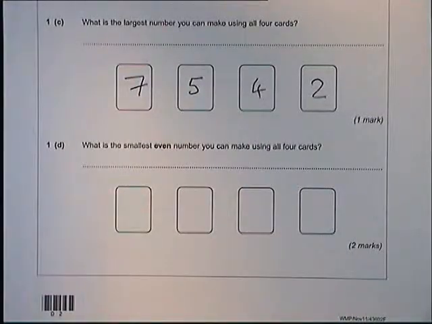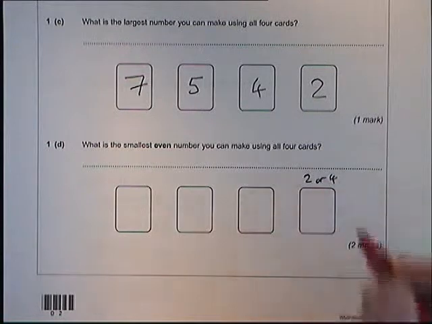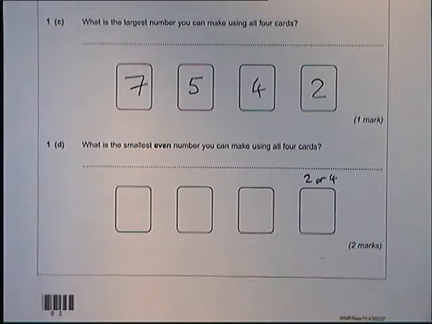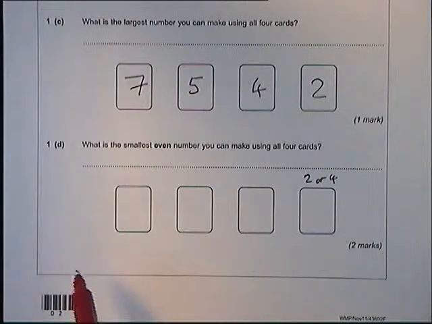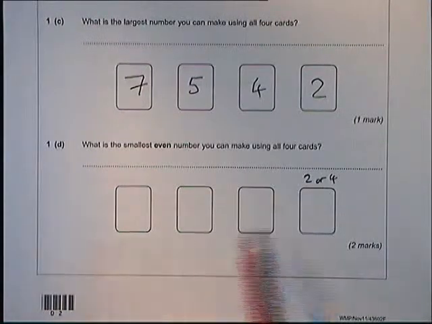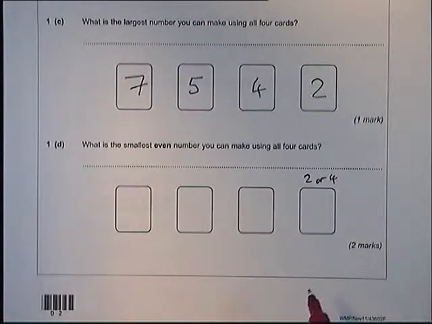Now for the next section, we've still got these cards here. We've got to write the smallest even number. Now even numbers are numbers that are in the 2 times table. Even numbers always end in either 2, 4, 6, 8 or 0. So I've got to have either a 2 or a 4 here, because I haven't got a 6, an 8 or a 0. To make the smallest number I can, I need a small number at the front, which means I really want big numbers at the end.